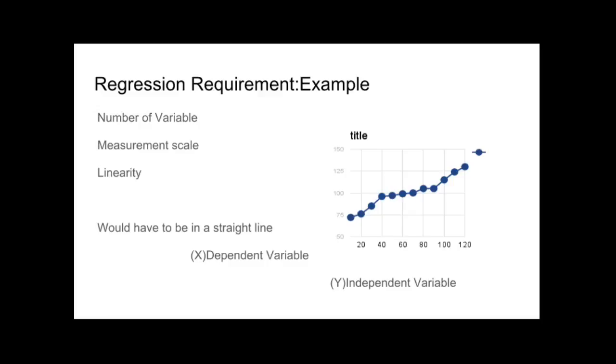Consider the relation between IQ and test score. We can use linear regression to predict the test score based on IQ. The relation consists of one dependent variable and one independent variable, so we satisfy the number requirement. Both variables are measured on an interval or ratio scale, so the measurement scale requirement is satisfied, and the relationship between variables is roughly linear, so the linearity condition is satisfied. Since all three requirements are met, we can use linear regression to describe the relationship between IQ and test score.